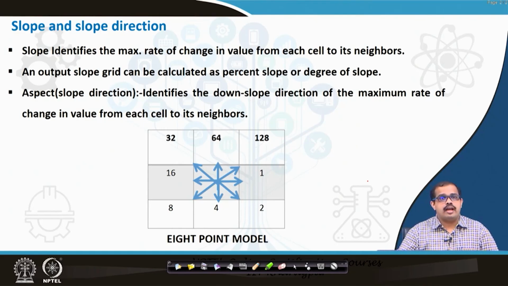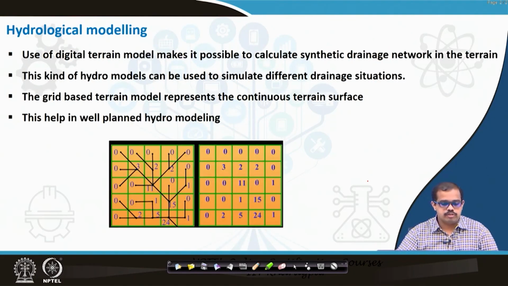Okay. So, aspect or slope direction identifies the down slope direction at the maximum rate of change in value from each cell to its neighbors. For example, I am showing you one of those hydrological models. When you are looking at this, it is defining how the hydrological model is connected, how that particular drainage system is connected. So, this kind of analysis can be performed using this slope modeling.